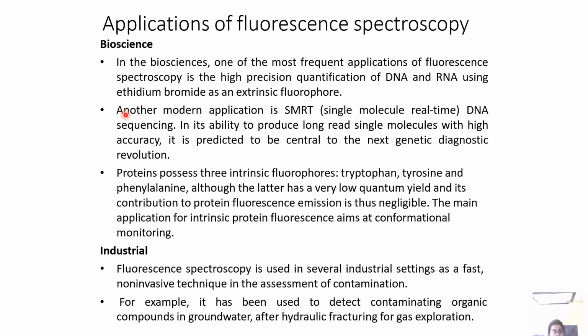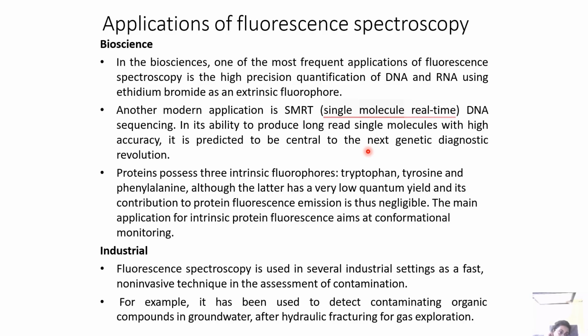Now, what are the applications? In the biosciences, one of the most frequent applications of fluorescence spectroscopy is the high precision quantification of DNA and RNA using EtBr as an extrinsic fluorophore. Another modern application is SMRT, single molecule real-time DNA sequencing. Its ability to produce long-read single molecules with high accuracy is predicted to be central to the next genetic diagnostic evolution.